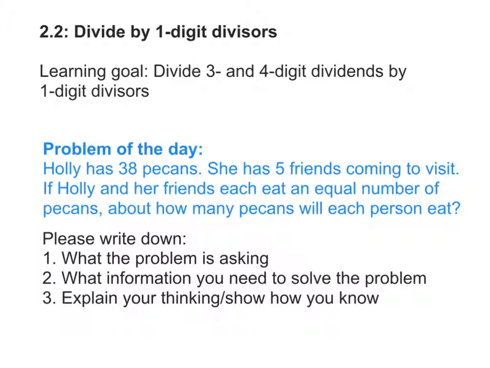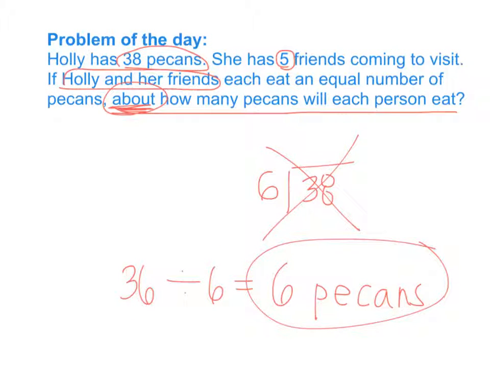So today we are doing lesson 2.2, which is all about dividing by one-digit divisors. Okay, your learning goal today is to be able to divide 3- and 4-digit dividends by one-digit divisors. And not only that, but to know how to check your answer once you're done. Very good. Now, there's the problem of the day.